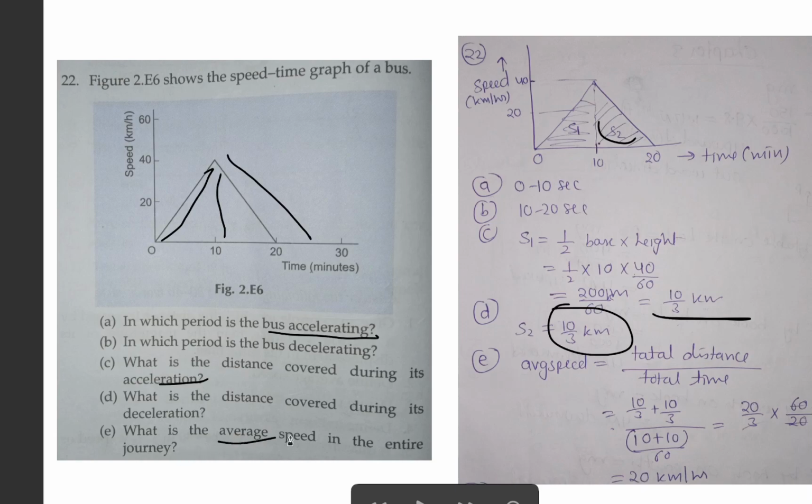Now they want us to calculate the average speed in the entire journey. Average speed is again total distance by total time. Total distance is 10 by 3 kilometer plus 10 by 3 kilometer, and total time is 10 minutes plus 10 minutes, that is 20 minutes. We convert it into hours, so we get 20 kilometer per hour as the average speed.